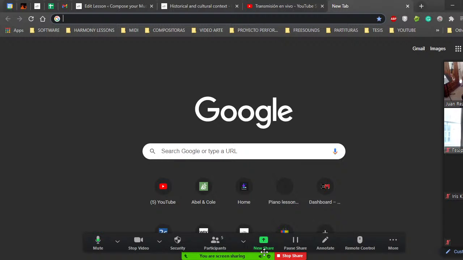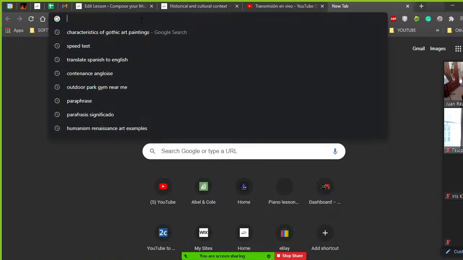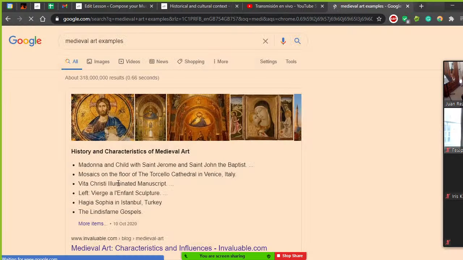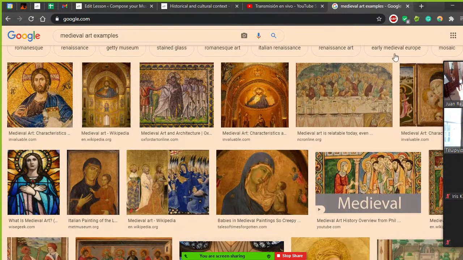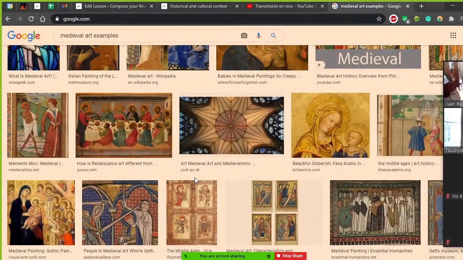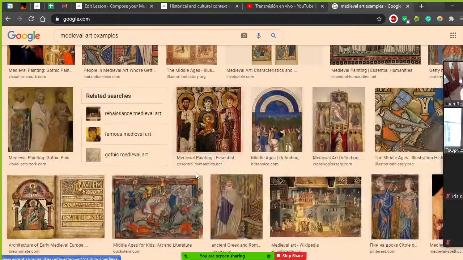Exactly. If you go to, let's say, very quickly, this is extremely quick. Medieval art examples. Images. Very quickly. I put medieval art. And then very quickly we see that it's all religious. That's what Google presents. This is very brief, but it makes a point.